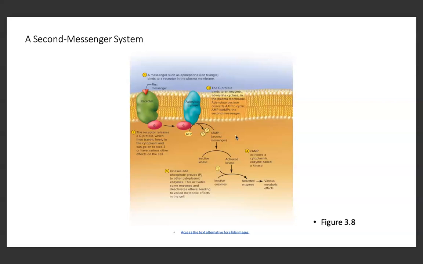One cyclic AMP has the capacity to activate many enzymes, including kinases. This is the second messenger system.